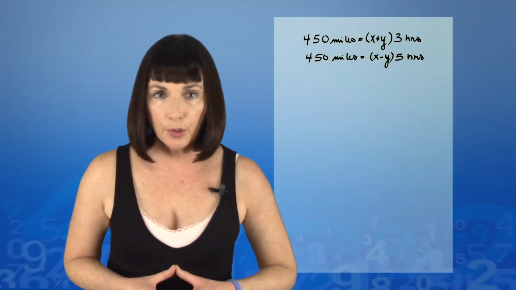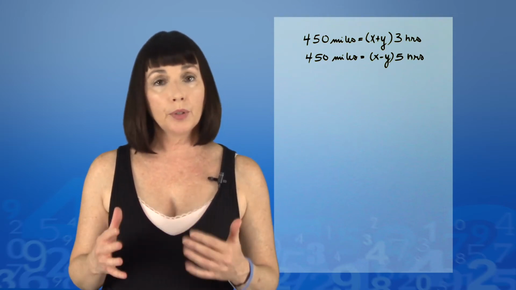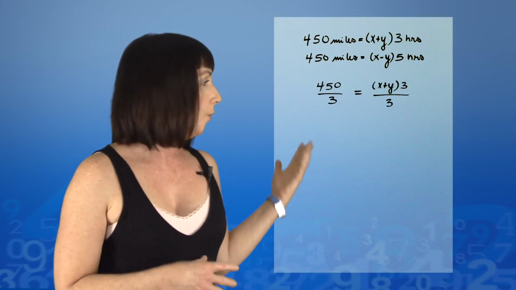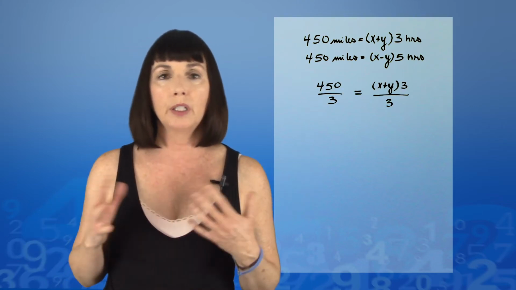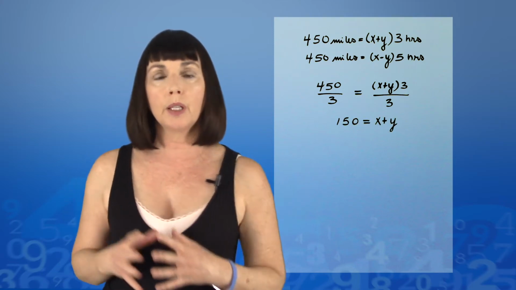Now let's take our two equations and simplify them a little bit. Let's divide both sides of our first equation by 3. So we have 450 divided by 3 equals quantity x plus y times 3 divided by 3, and that gives us 150 equals x plus y.